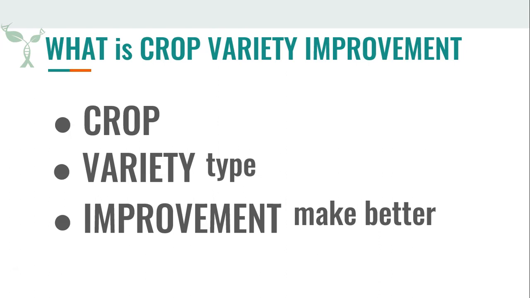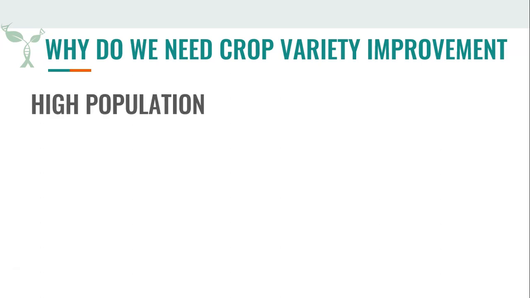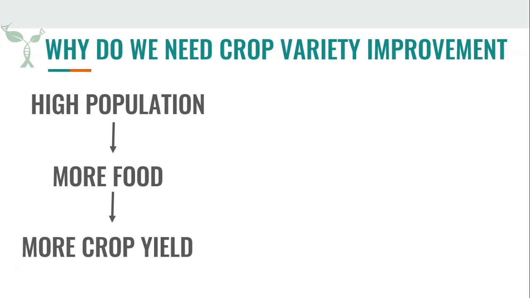Crop variety improvement means to come up with different varieties or types of crops and improve it or make it better. But why do we need crop variety improvement? Well, that's because for a high population such as India, we have 1 billion people, we need more food, because to feed a high population, we need more food. But to get more food, we need more crop yield. If we produce more yield or more number of crops, then that will supply more food for the large population.